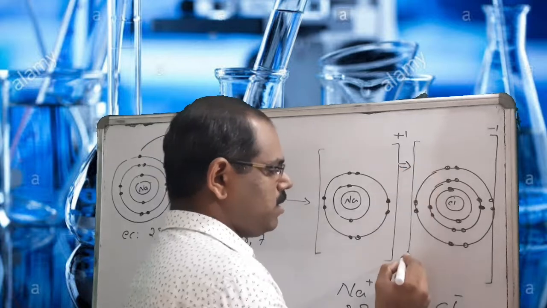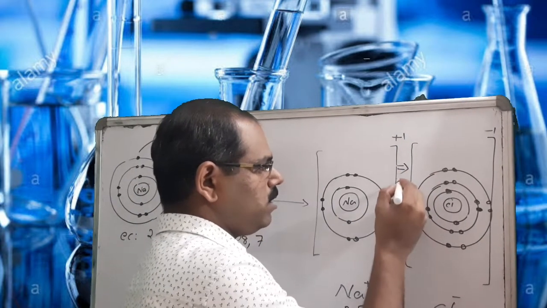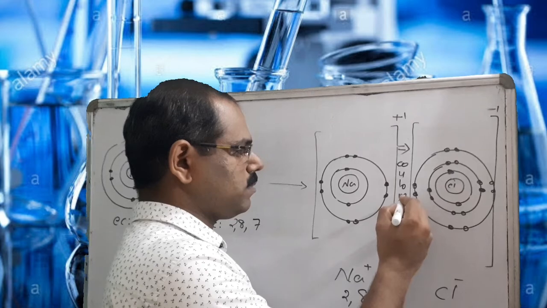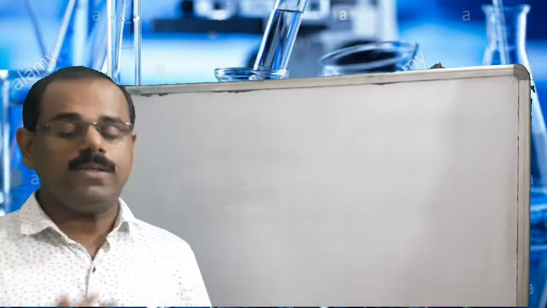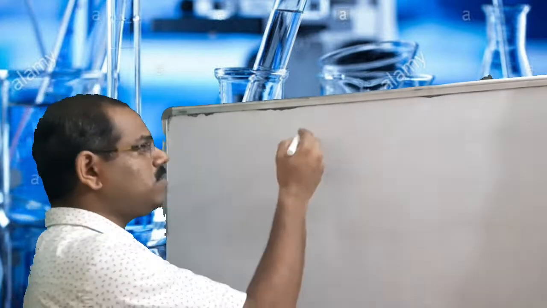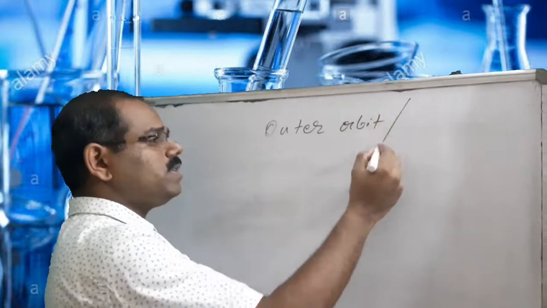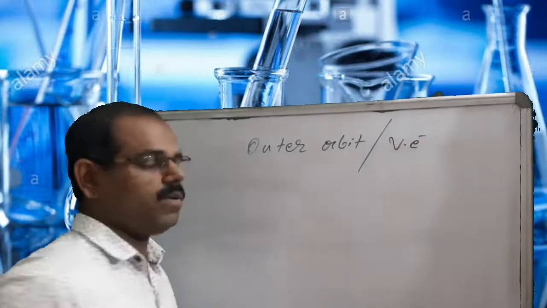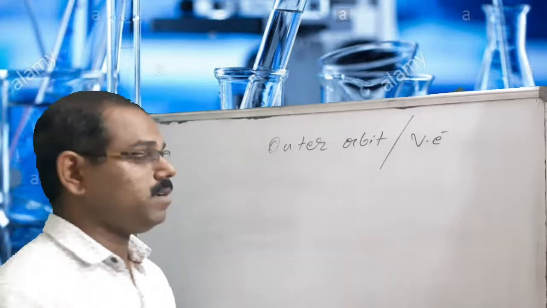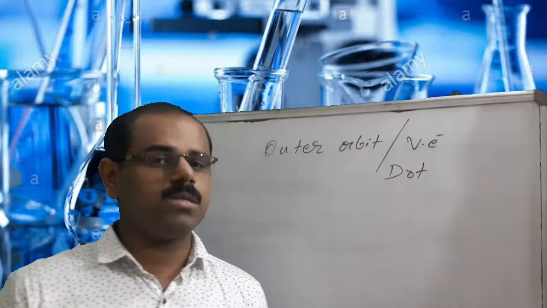It can be represented such a way. We can write here Coulomb force. Now you see the electron dot structure of sodium chloride. Dot structure means we represent only the outer shell and the outer electrons by a dot. Don't forget these two words: we represent only the outer orbit, and we say valence electron. It can be represented by dot or dots.